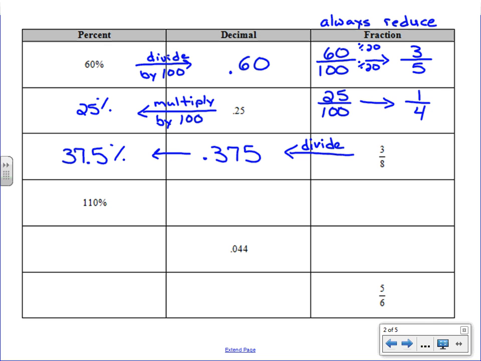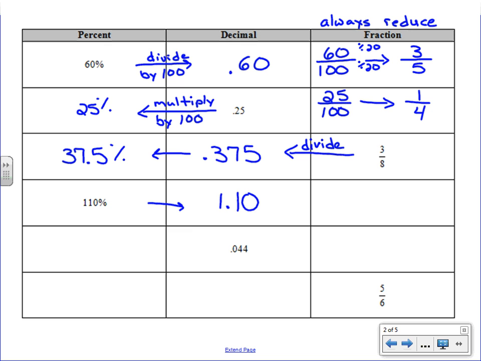You can have a percent that is over 100. You're still going to do the same thing. You're going to divide by 100 to get to the decimal. And when you divide by 100, you get 1.1. You could write 1.10 if you wanted to indicate that you had the 110, whatever you're more comfortable with.